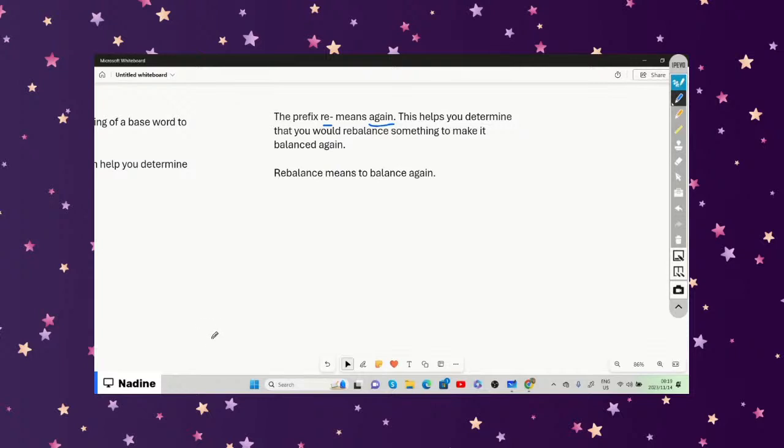And this helps to determine that you would have to rebalance something to make it balance again. Meaning you need to balance it again in order for it to balance. So rebalance means to balance again. That is basically re, and re means again.